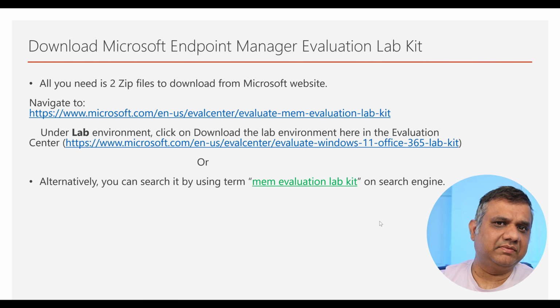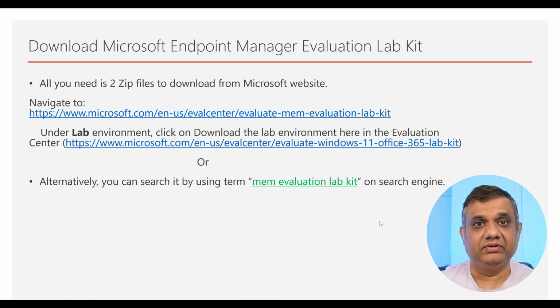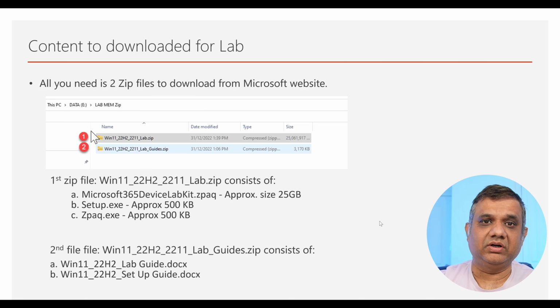This lab consists of 2 major files. There will be 2 zip files. You can see the link on the page. I will be giving you a demo of how you can configure it. It's very easy. You can also go to Google and type the term MEM Evaluation Lab Kit, and the very first page will take you to the page to download the 2 zip files. So what are those 2 zip files?